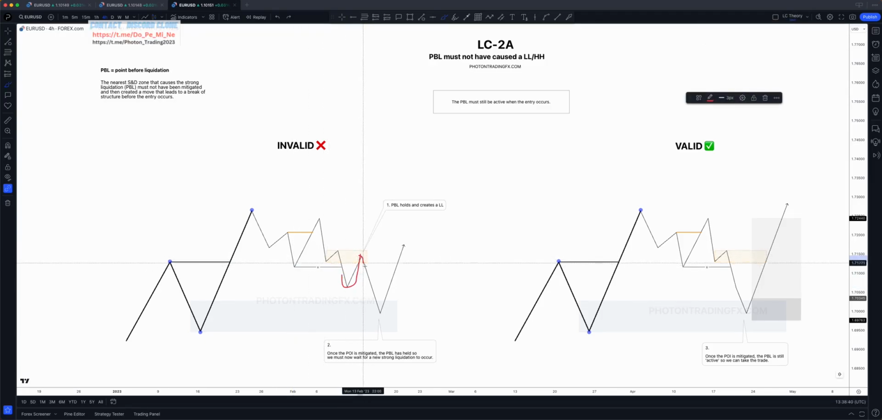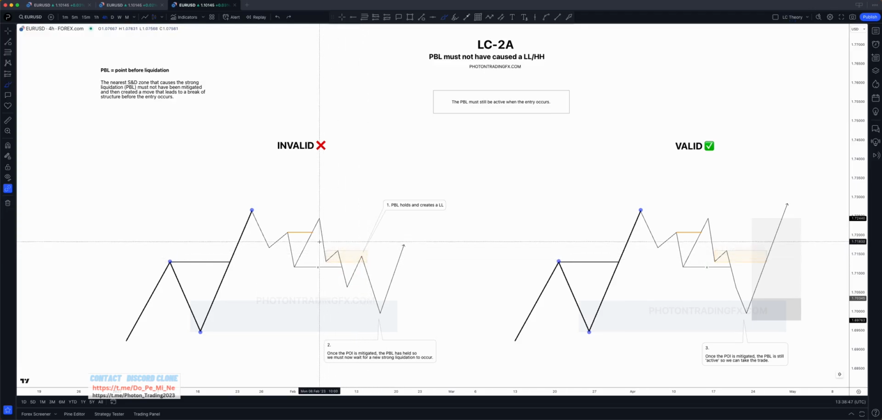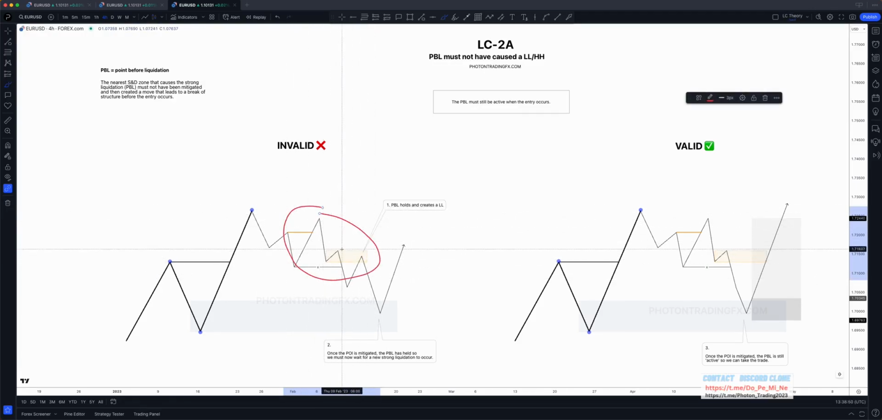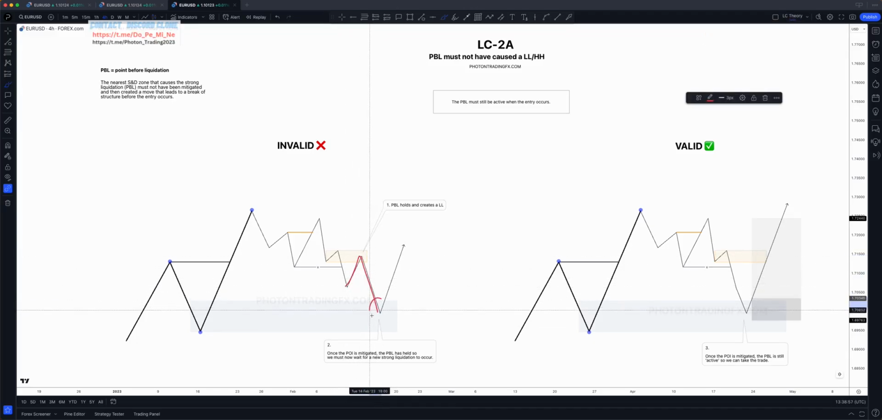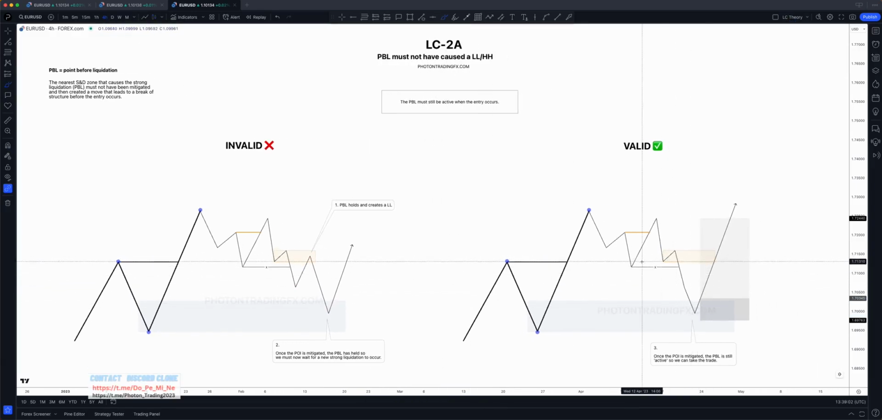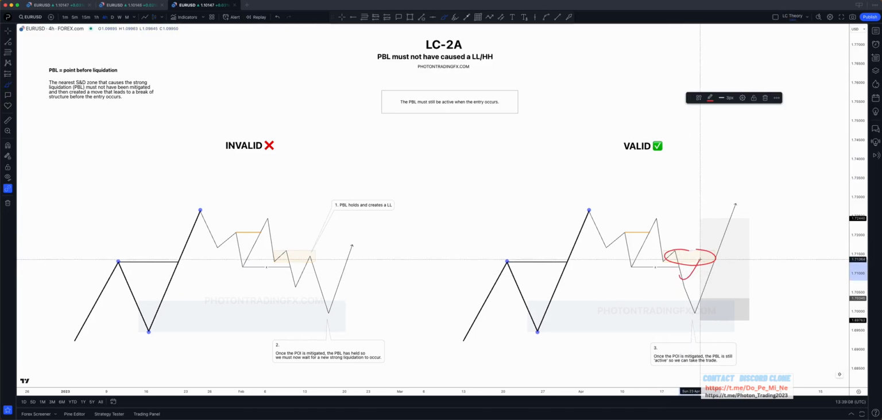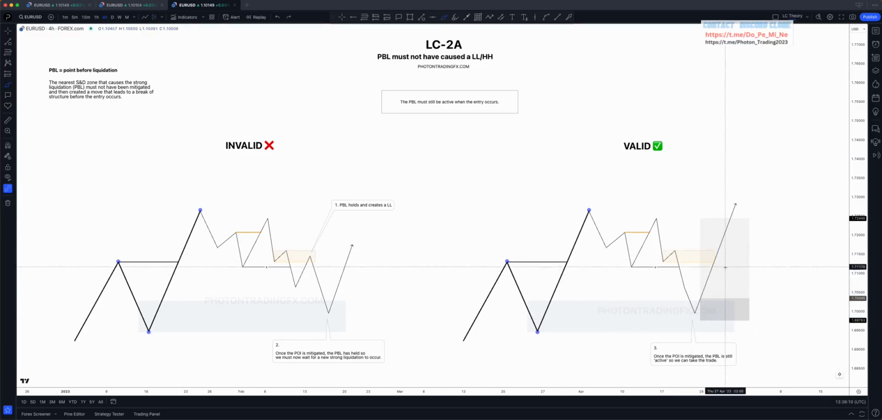The PBL then held and it made a candle body closure break of the low. It made a new low. So if you use the PBL method to define whether or not these liquidations are still relevant for us getting long here, then this would be invalid for you, because the PBL held and it made a new low by the time that we're looking for the entry. Whereas here, yes, we get the strong liquidation, we've got the POI mitigation, and we can take this trade because the PBL didn't get mitigated and it didn't make a new low.